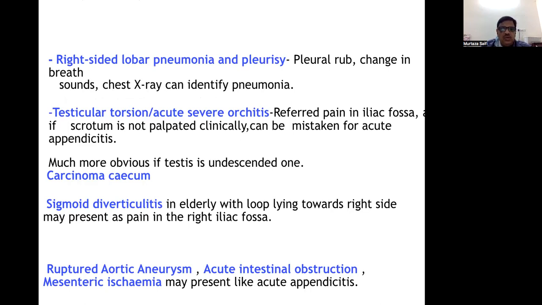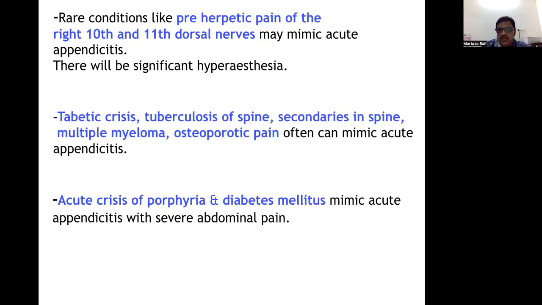Testicular torsion and acute severe arthritis can cause referred pain in the right iliac fossa. If the scrotum is not examined clinically, it can be mistaken for acute appendicitis. This is much more obvious if the testis is undescended. Carcinoma of the cecum and sigmoid diverticulitis in the elderly, with a loop lying toward the right iliac fossa, may present as pain in the right iliac fossa. Rupture of an aortic aneurysm, acute intestinal obstruction, and mesenteric ischemia may present like acute appendicitis.